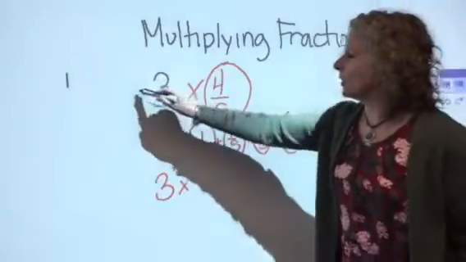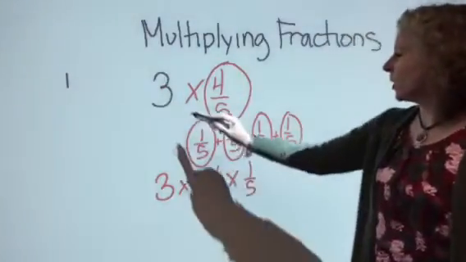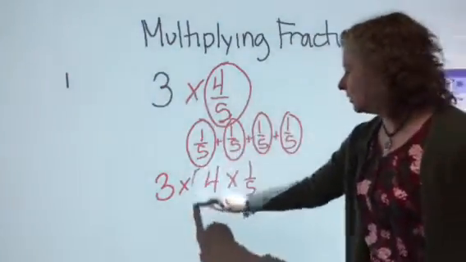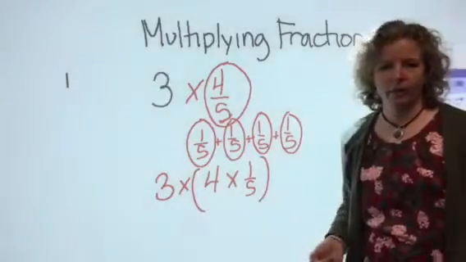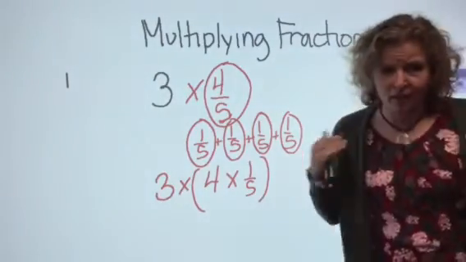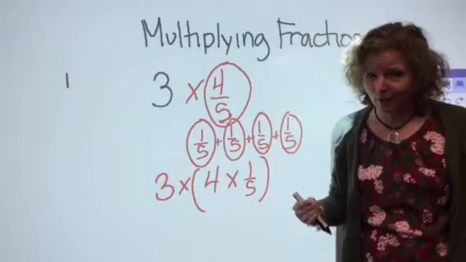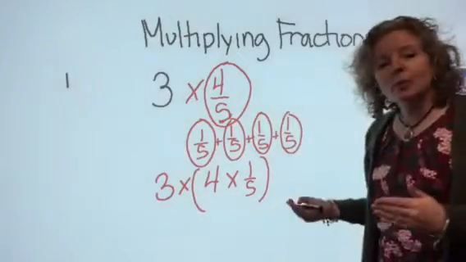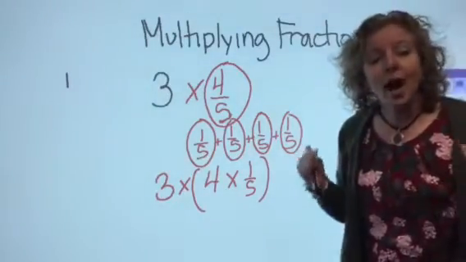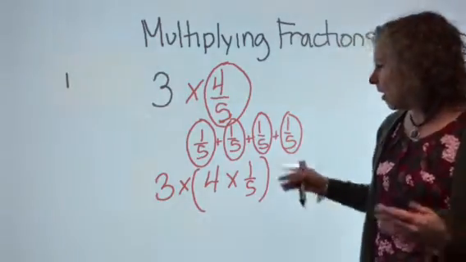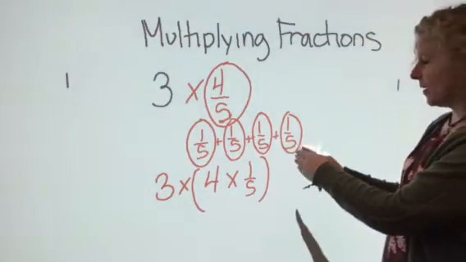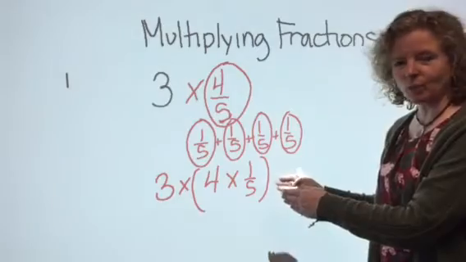And what we're doing with this multiplication problem is we're going 3 times 4 groups of 1/5. This is where you have to think. I expect you to remember things, okay? The associative property says it doesn't matter how we group our problem when we're doing multiplication.